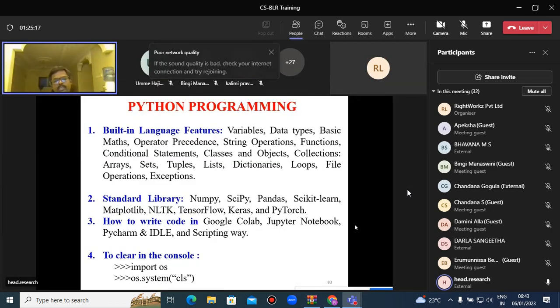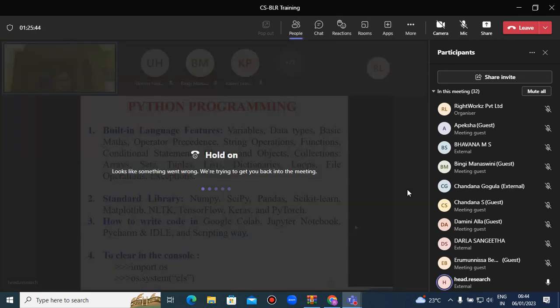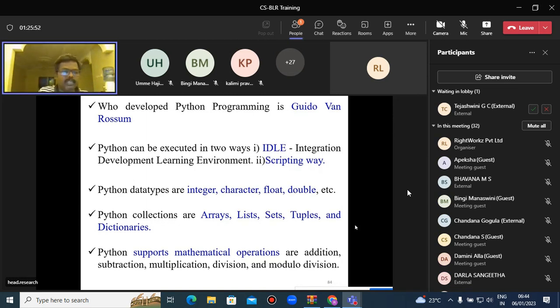Jupyter Notebook and PyCharm, an integrated development and learning environment, and the scripting way. So we are writing our own script. To clear the console we are using import os. Python can be executed in two ways: an integrated development and learning environment, and the scripting way.